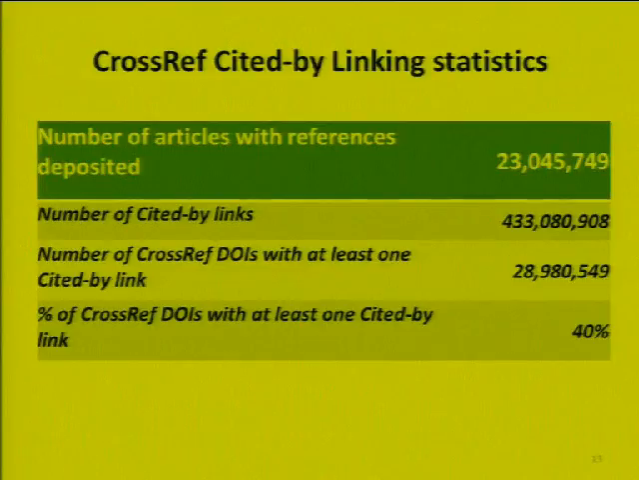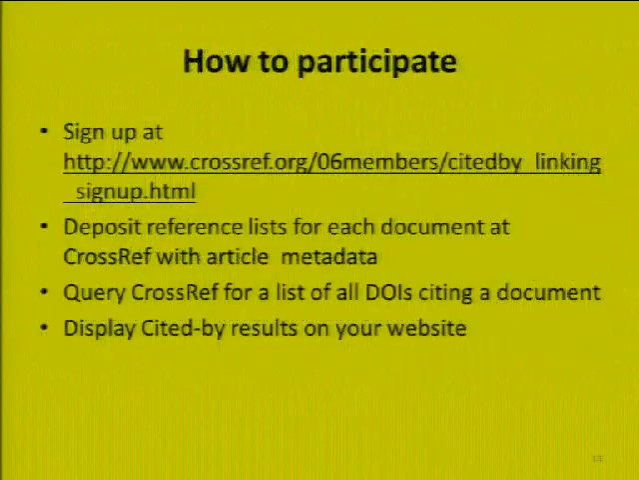Just a few statistics here. At the moment 23 million articles have been deposited with CrossRef with their references. So that information is stored to enable you to find out which of those references are citing your publications. And at the moment there's 433,000 cited-by links. And I think quite an interesting figure is that 40% of CrossRef DOIs have at least one cited-by link. So there is information being generated on who is citing whom.